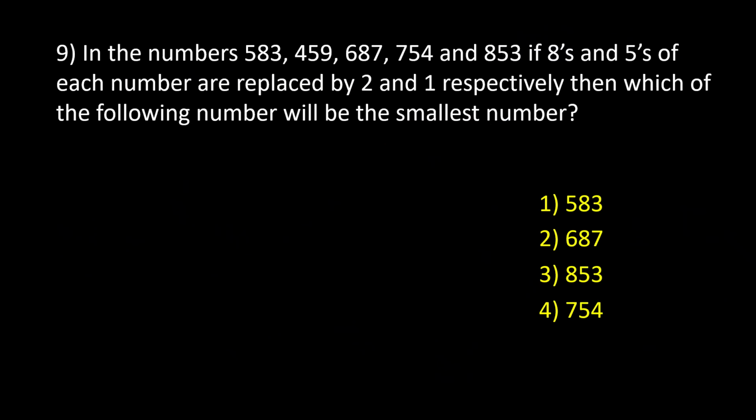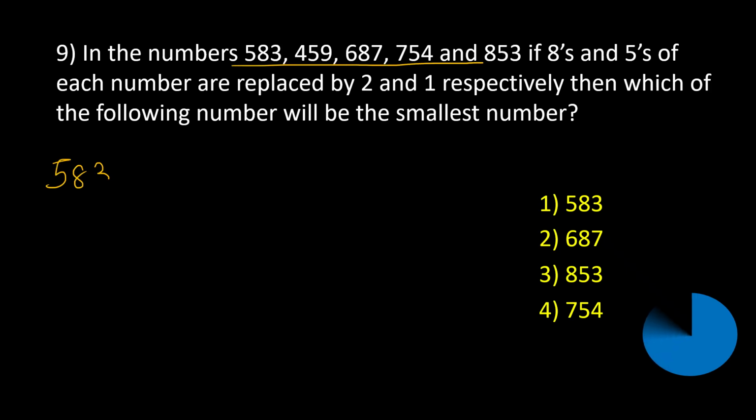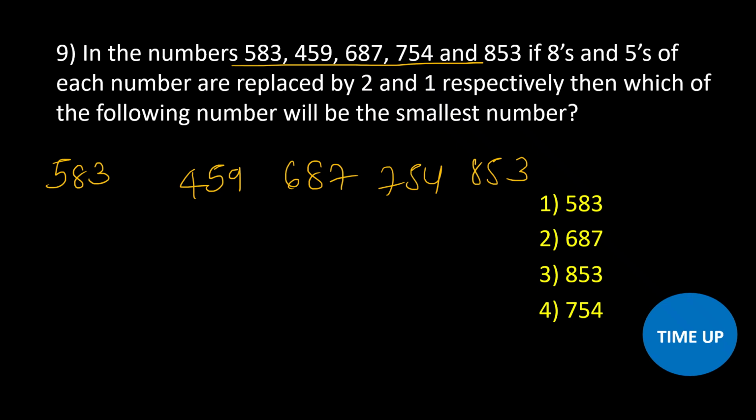Ninth question on your screen, and your timer starts now. In the numbers, if 8s and 5s of each number are replaced by 2 and 1 respectively, then which of the following number will be the smallest number? See, numbers are given to you. Okay. 5, 8, 3, 4, 5, 9, 6, 8, 7, 7, 5, 4, 8, 5, 3. If 8s and 5s of each number are replaced by 2 and 1 respectively.